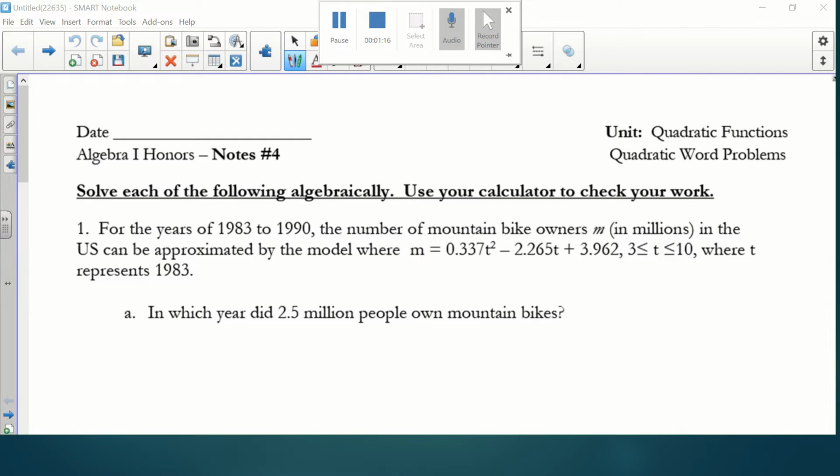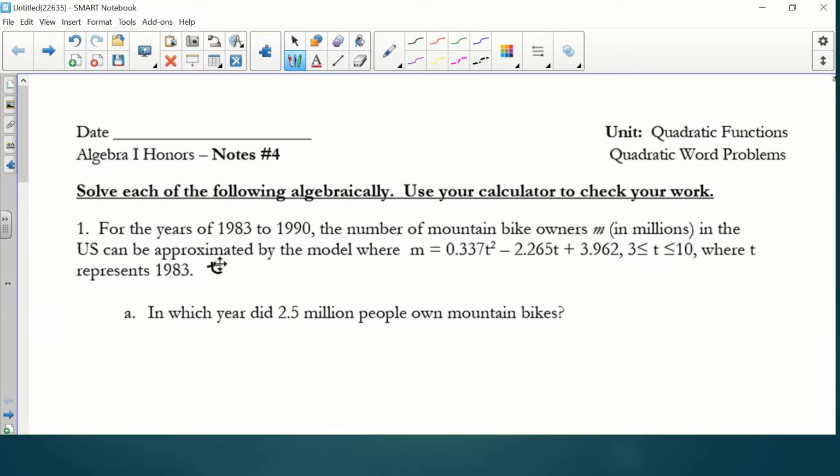Going to be doing by hand. So here goes. For the years of 1983 to 1990, the number of mountain bike owners, M, in millions, in the U.S. can be approximated by the model where M equals 0.337 t squared minus 2.265 t plus 3.962, over the interval 3 is less than or equal to t, which is less than or equal to 10, where t represents 1983.